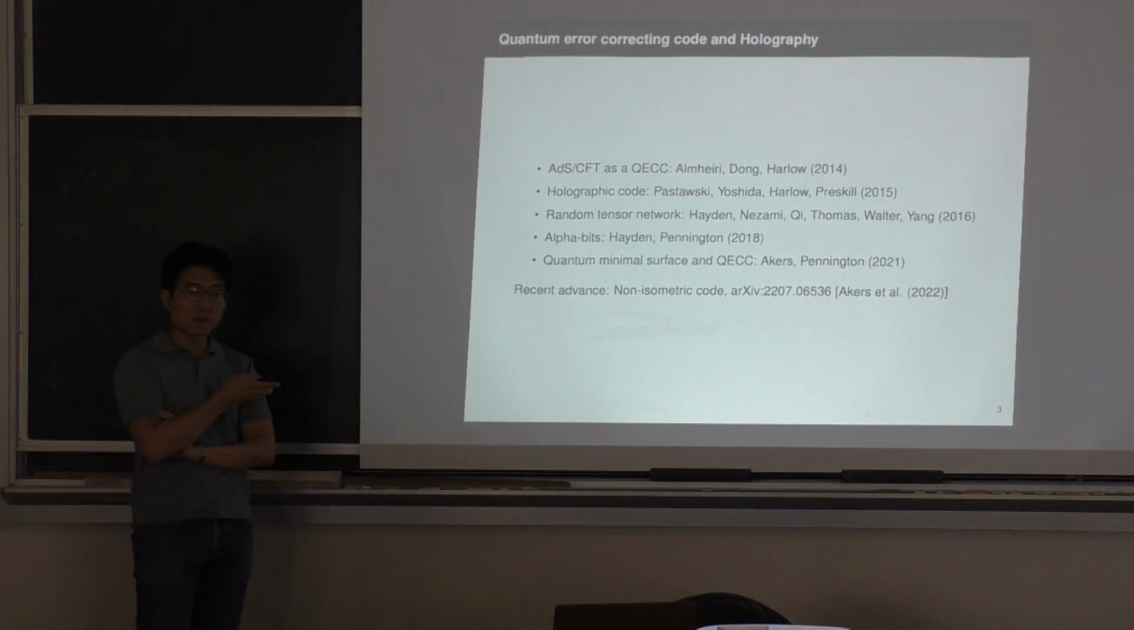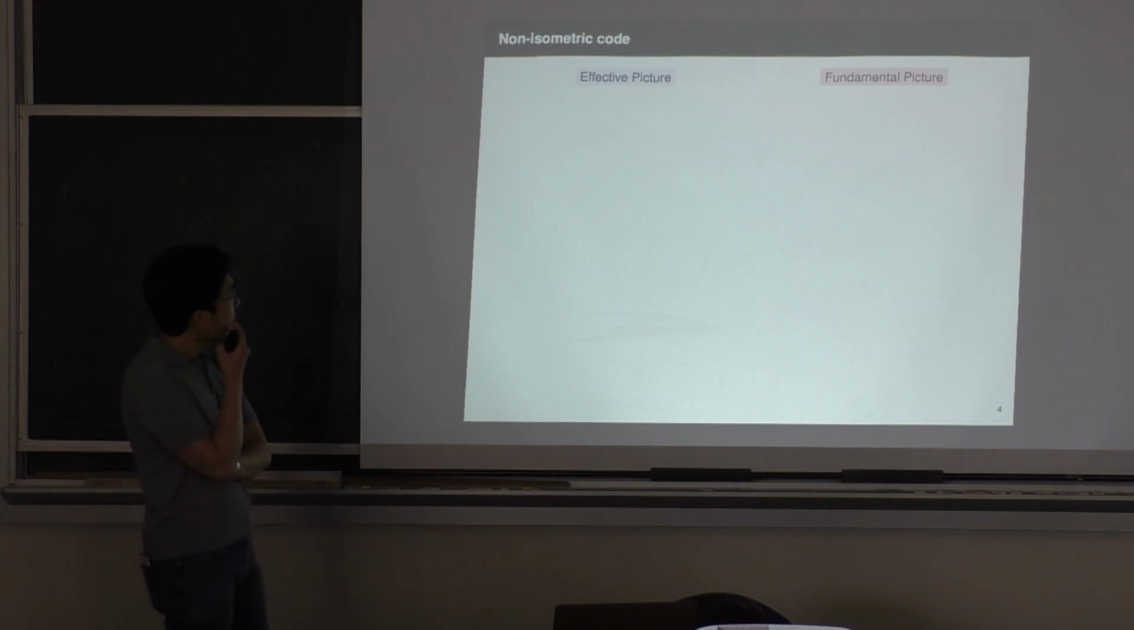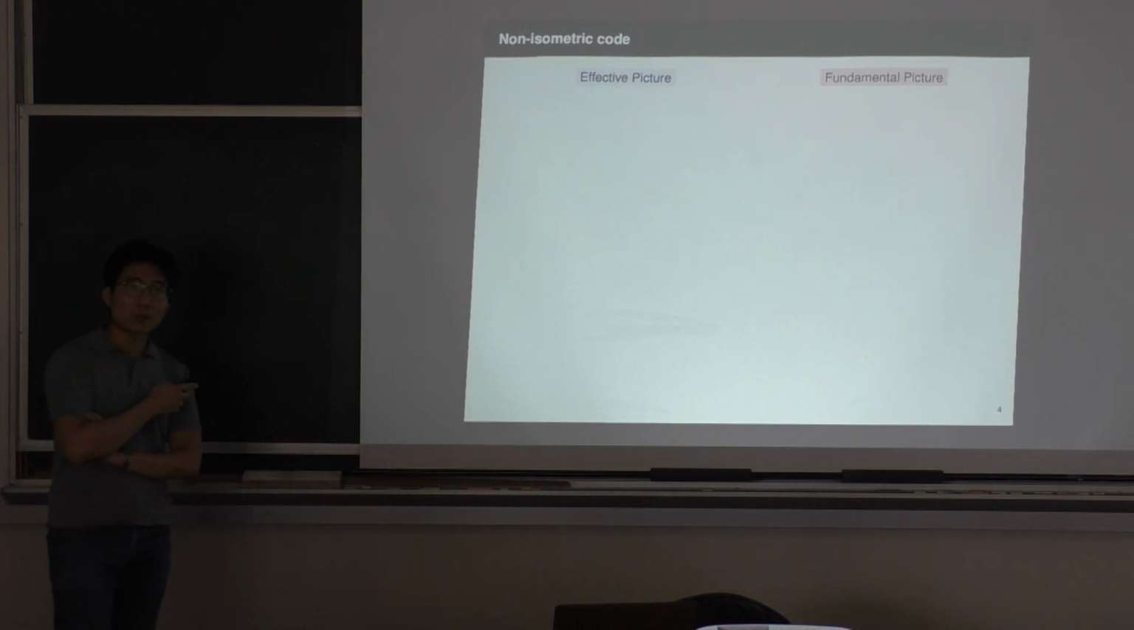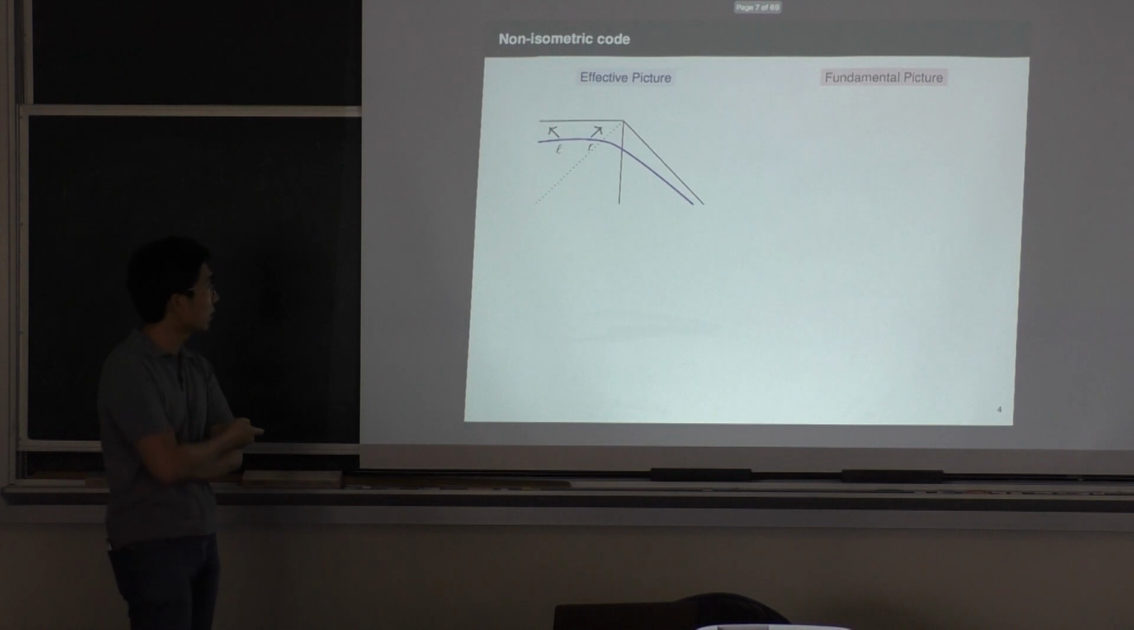Today's topic is basically what I want to do is some non-trivial consistency check of this non-isometric code. It tries to define a map between two different pictures. One is called the vector picture. I think of it as a picture that is viewed from the point of view of someone who falls into a black hole and goes into the interior.